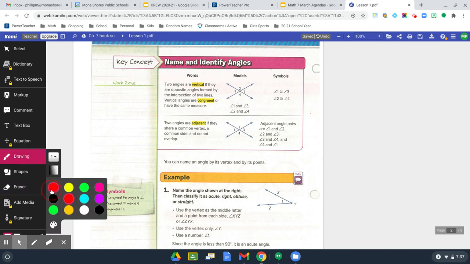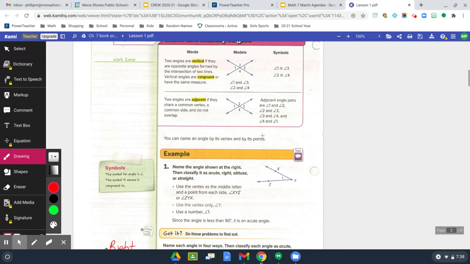Also, angles 2 and 3 are adjacent to each other. Angles 3 and 4 are adjacent, and angles 4 and 1. There's actually 4 sets of adjacent angles. Again, they are right next door to each other. So let's practice this a little bit.